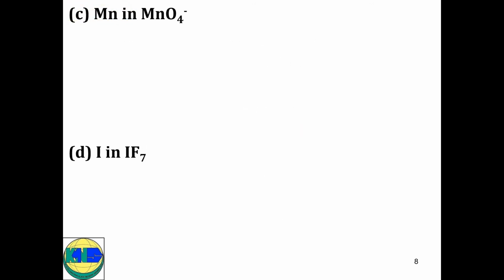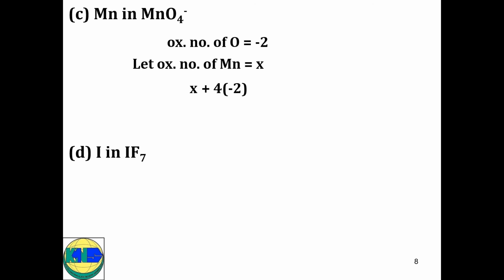Okay, now we look at example C. We wish to determine the oxidation number of manganese in MnO4-. Oxidation number of oxygen equals -2. We let the oxidation number of manganese equal X. So we total up the oxidation numbers. So X plus 4 multiplied by -2. Why is it 4? Because oxygen has 4 here. So it equals the total oxidation number, which is -1. So we can determine the value of X, which equals positive 7. So the oxidation number of manganese is positive 7.